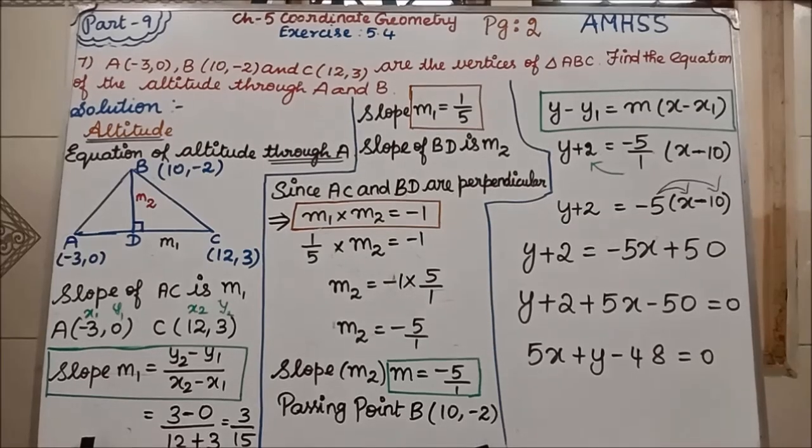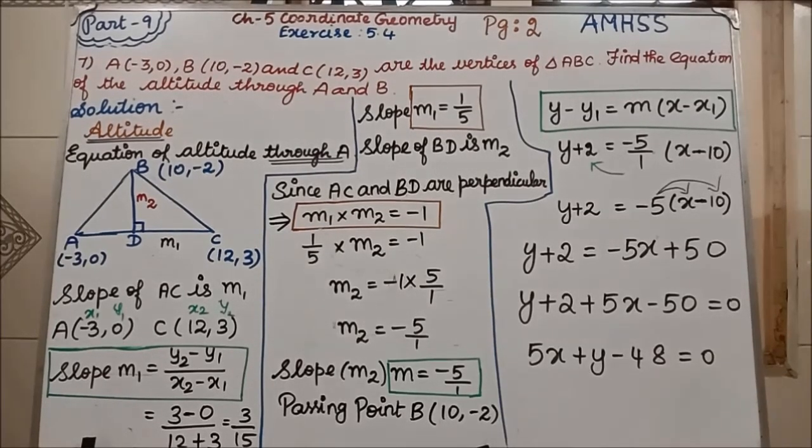Clear all of you? See here, we have y plus 2, and this minus 5x, if it comes to this side, becomes plus 5x, then plus 50, if it comes to this side, becomes minus 50, equal to 0. In what format will we write the equation of the straight line? We write the x term, y term, then the constant term. So I am writing the x term first: 5x plus y, then 2 minus 50 is minus 48, equal to 0. This is our equation of the altitude through B.